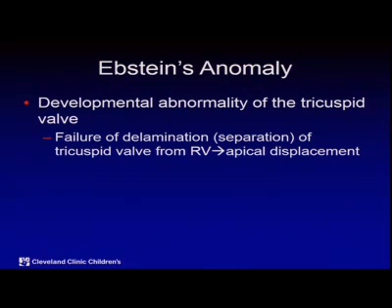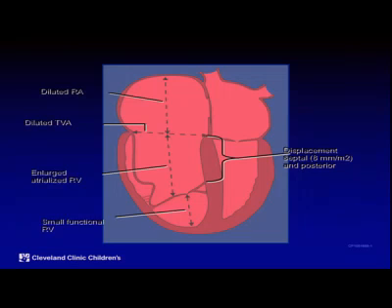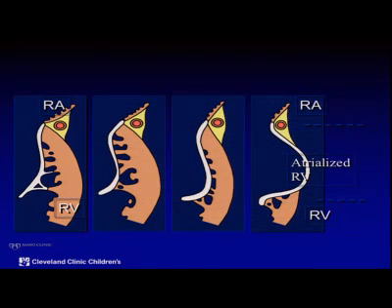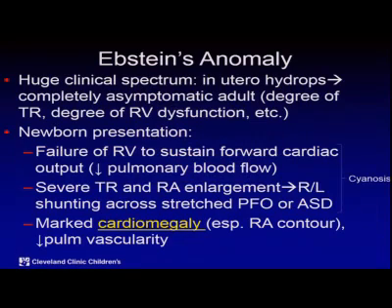So Epstein's anomaly, I don't want you to get confused because Epstein's anomaly many times can be acyanotic. In fact, most of them are acyanotic, but it can cause severe cyanosis in newborns. So I wanted to list it among the cyanotic heart diseases. It is an abnormality of the tricuspid valve where it fails to separate from the right ventricle. The tricuspid valve forms from the right ventricle, and if it fails to separate from the right ventricle, then it's stuck to it. So instead of having normal separation, which is a normal development, the tricuspid valve is stuck, and that's what causes Epstein's. It looks like this on echo, like this on pathologic specimen.